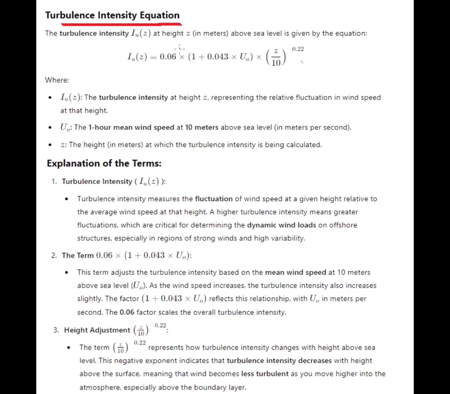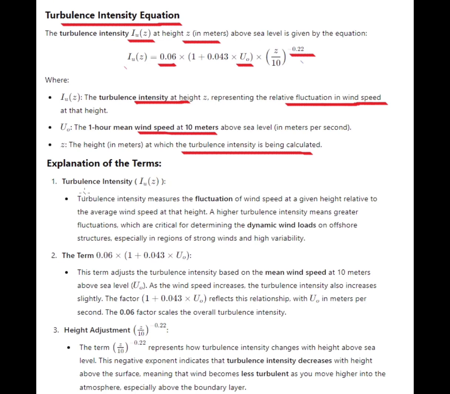Here we can see the turbulence intensity equation. The turbulence intensity I u z at height z above sea level is given by the equation I u z equal to 0.06 into 1 plus 0.043 u naught z by 10 power minus 0.22. I u z here is the turbulence intensity at height z, which represents the relative fluctuation in wind speed at that height. U naught is the 1 hour mean wind speed at 10 meters above sea level. Z is the height at which turbulence intensity is being calculated.